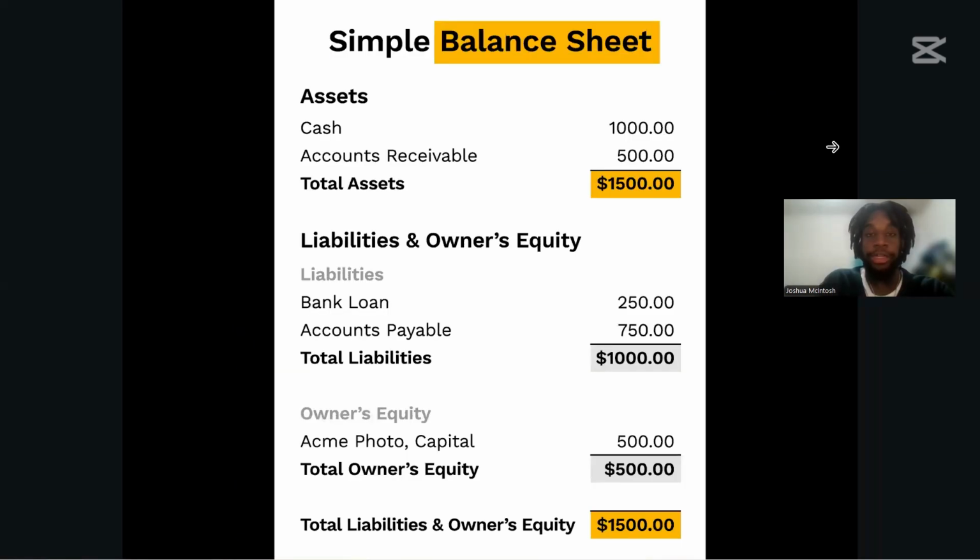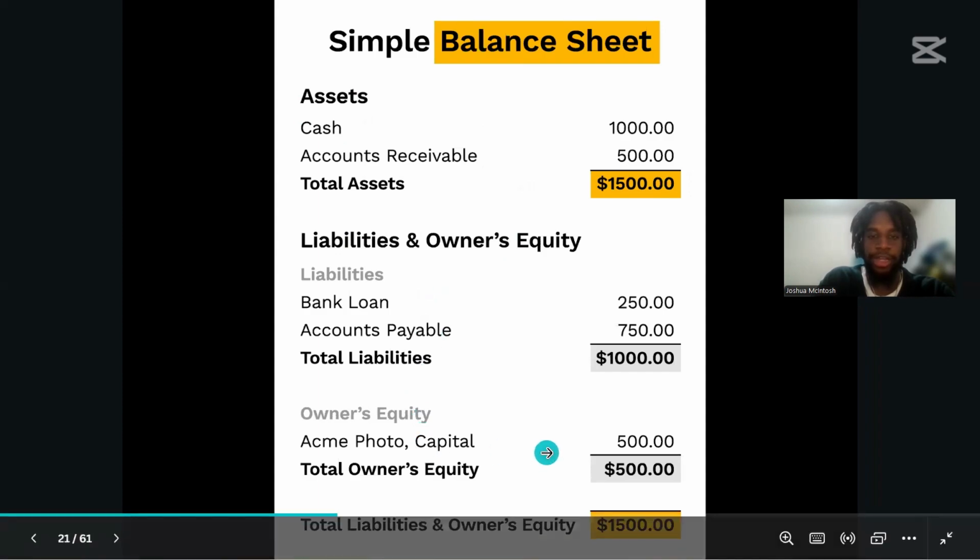Okay, after all of those definitions, we have our visual of what a simple balance sheet looks like. We have our assets over here, which is our cash and our accounts receivable, equaling $1,500. And we have our liabilities and owner's equity. Our liabilities are the bank loan and the accounts payable, and our equity is $500 of net income.